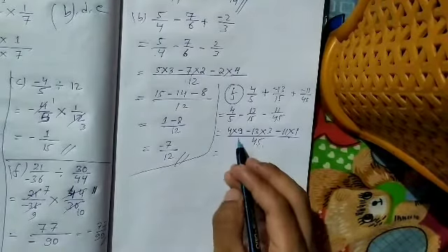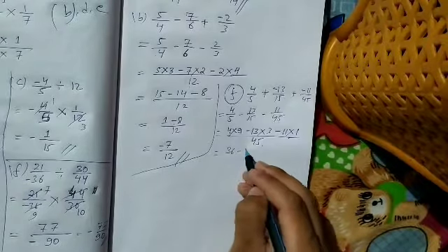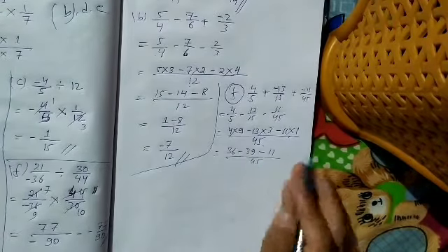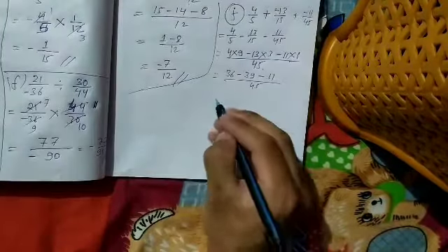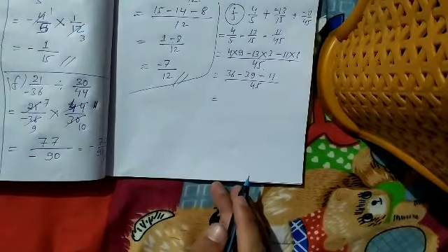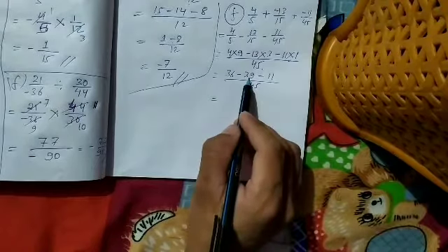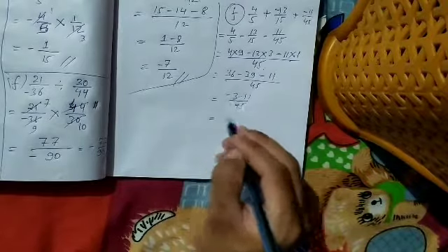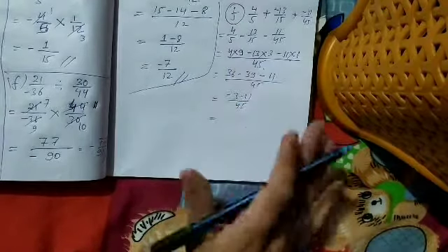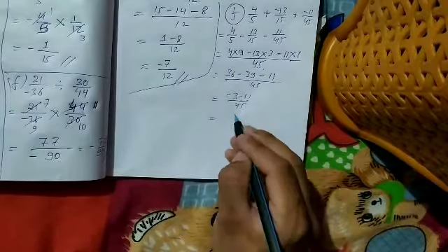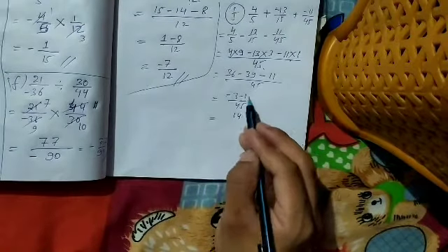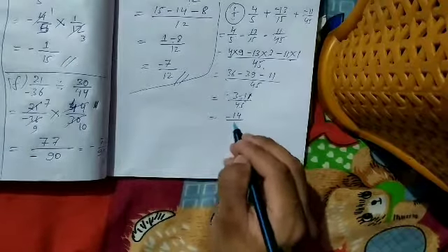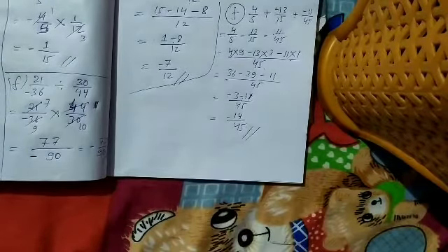So it will be 4 9s are 36 minus 13 3s are 39 minus 11 divided by 45. How will you do this? 36 minus 39. If you see, 39 is greater, right? So it will be minus 3, minus 11 by 45. Minus into minus is plus, so here you have to add. If you add 3 and 11 you get 14, and the sign of the greater term is minus, so it is minus 14 by 45. So this is your answer.